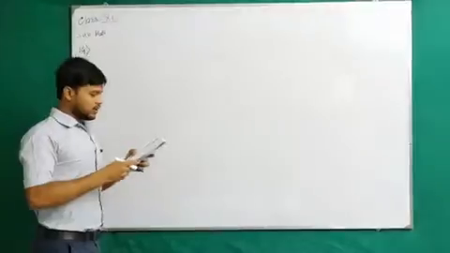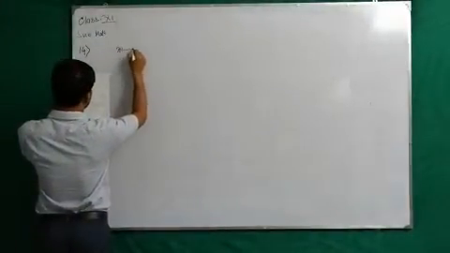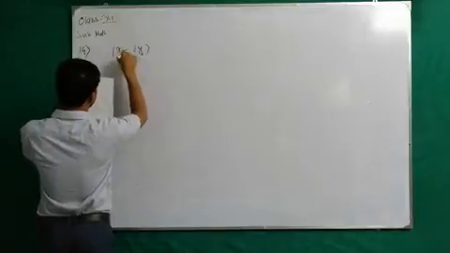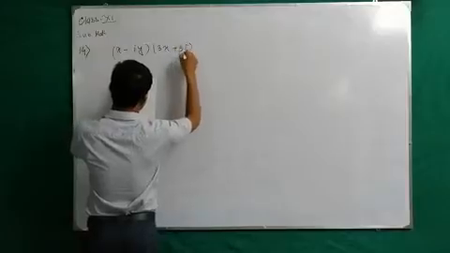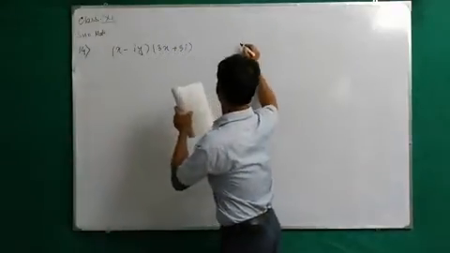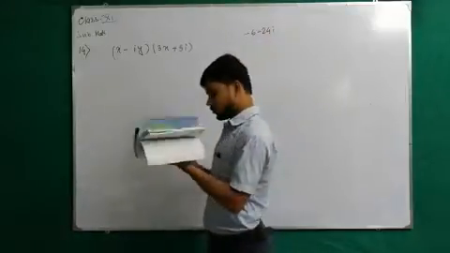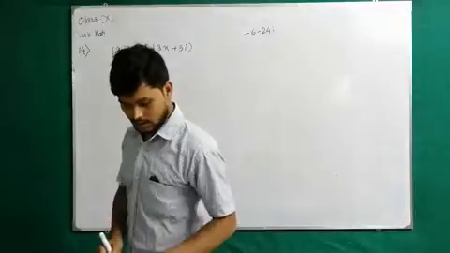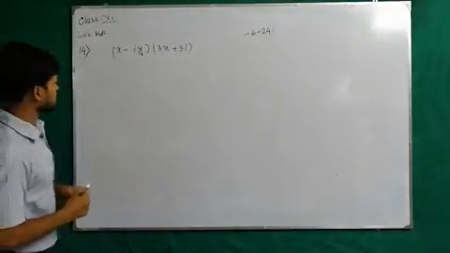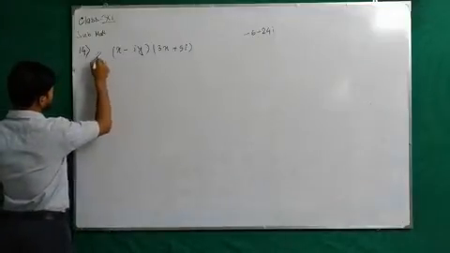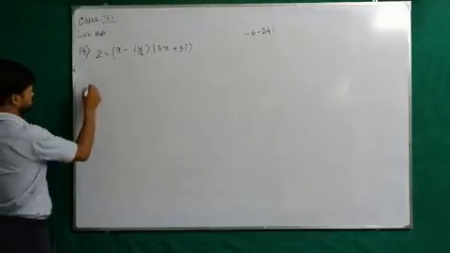Find the real numbers x and y if (x minus iy)(3 plus 5i) is the conjugate of minus 6 minus 24i. We have to calculate the values of x and y such that this number is the conjugate of that number. Clear? So let us consider this number as z. So z equals this.